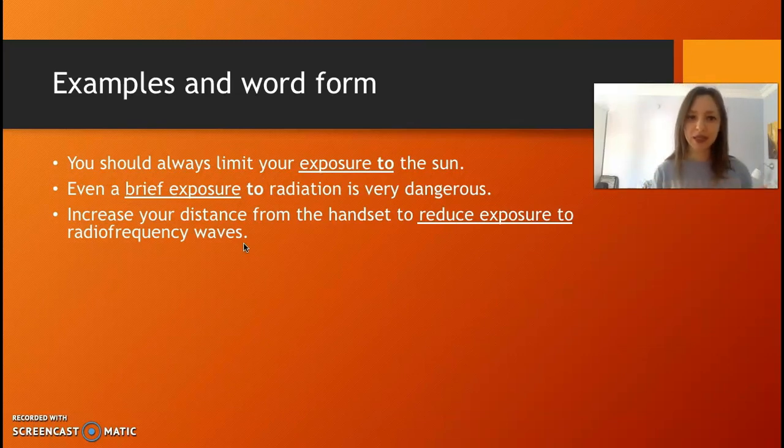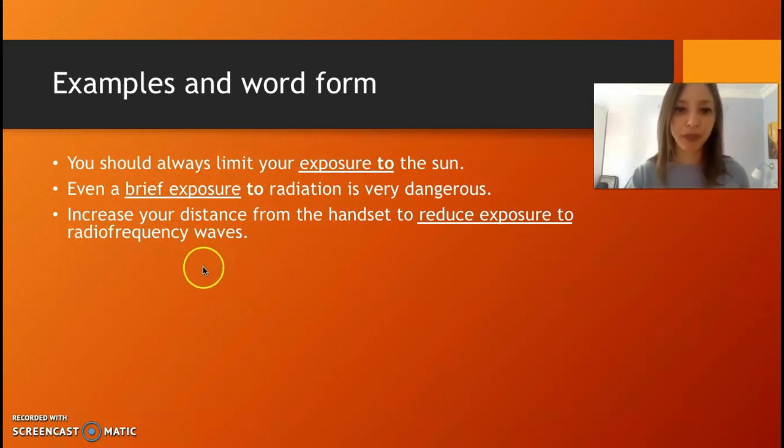This last sentence is again taken from the reading text itself, and the handset, okay, it refers to the device, the mobile phone itself. So to reduce exposure to radio frequency waves, you need to use headphones. Part of speech of exposure, it's a noun.